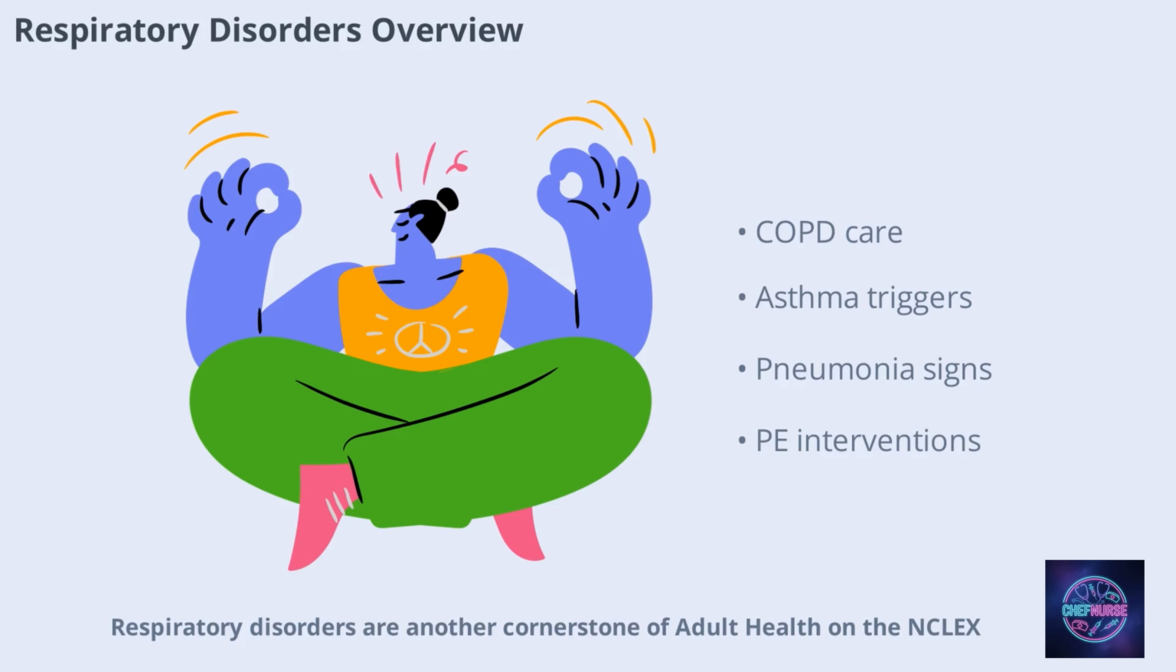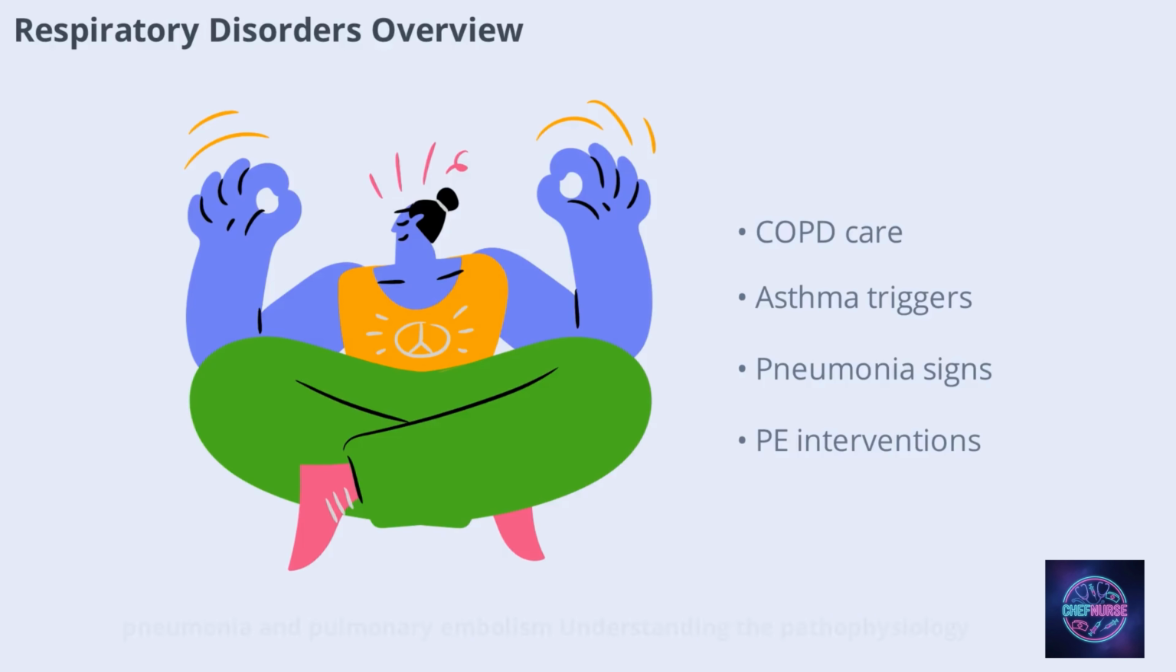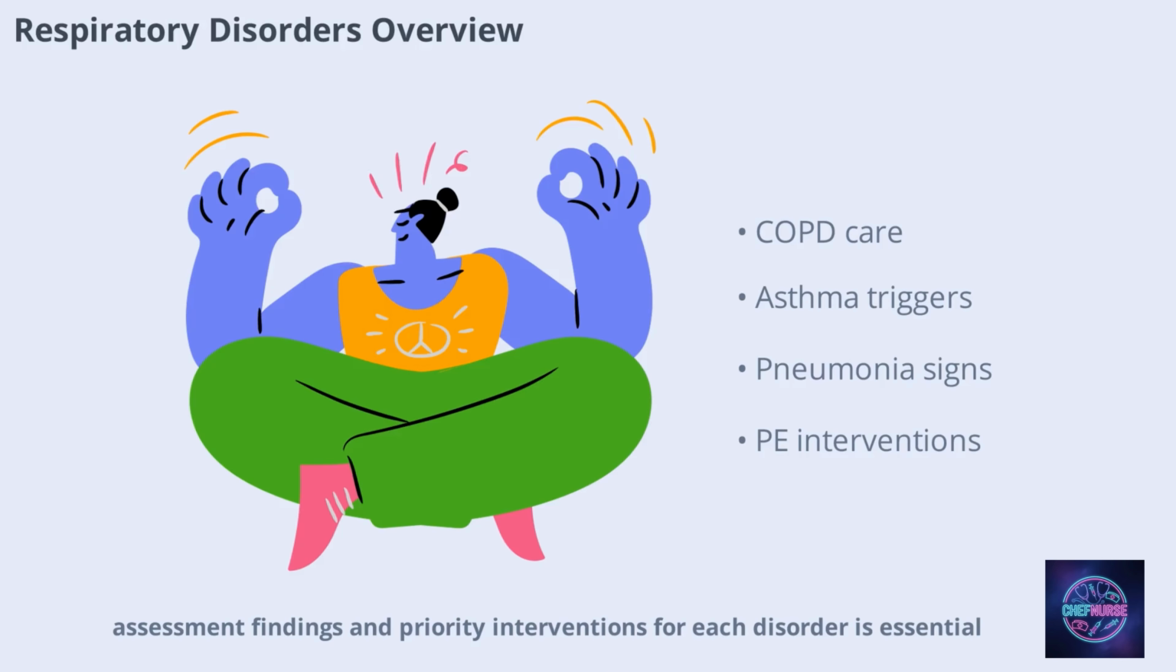Respiratory disorders are another cornerstone of adult health on the NCLEX. Focus on conditions like chronic obstructive pulmonary disease, COPD, asthma, pneumonia, and pulmonary embolism. Understanding the pathophysiology, assessment findings, and priority interventions for each disorder is essential. Pay attention to oxygen therapy, medication management, and patient education, as these are common areas for exam questions.